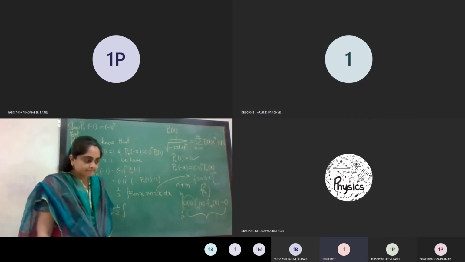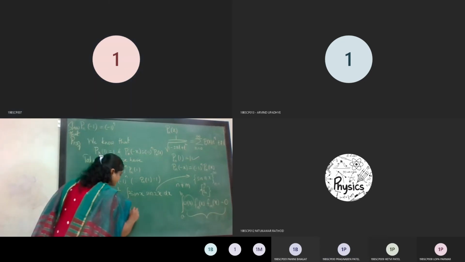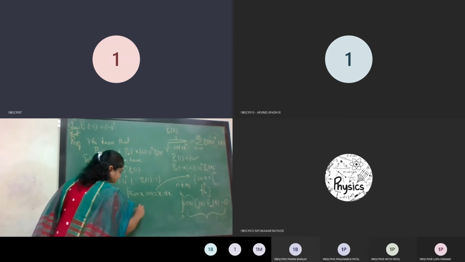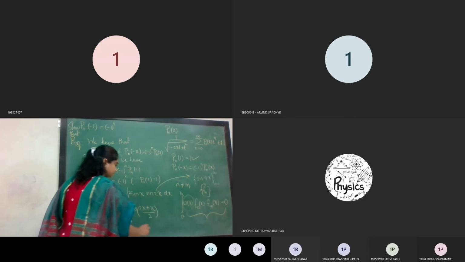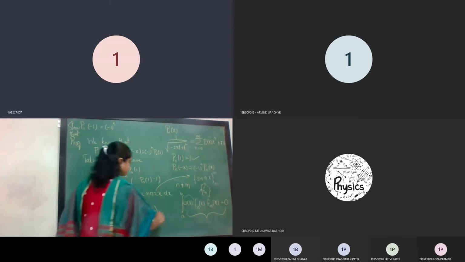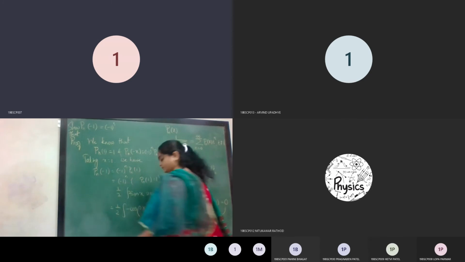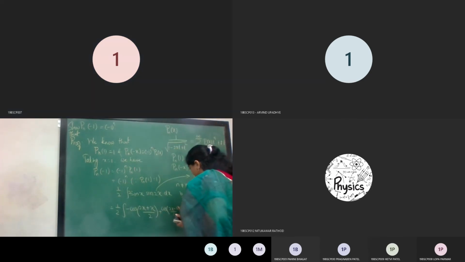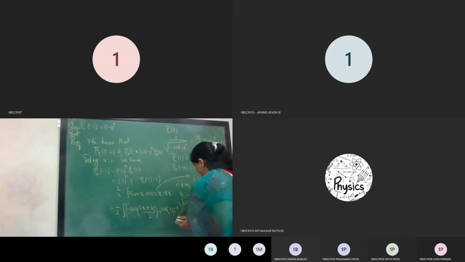Minus of cos(2x + x/2) plus cos(2x − x/2). This with the brackets, dx. I am writing it over here.